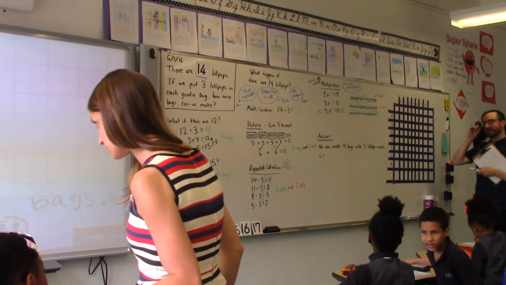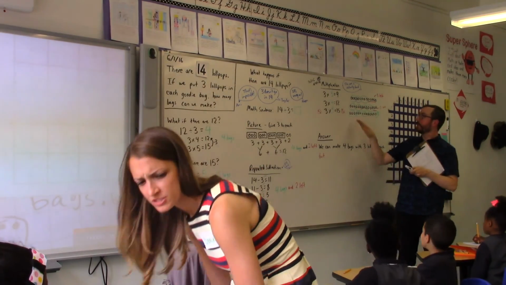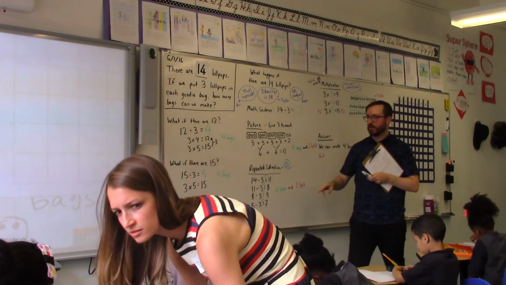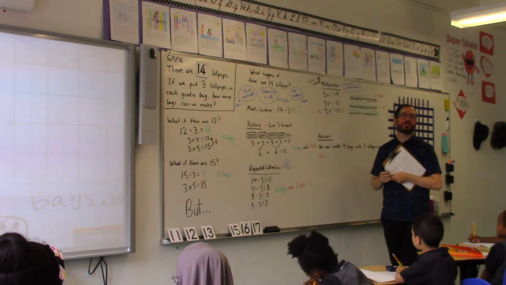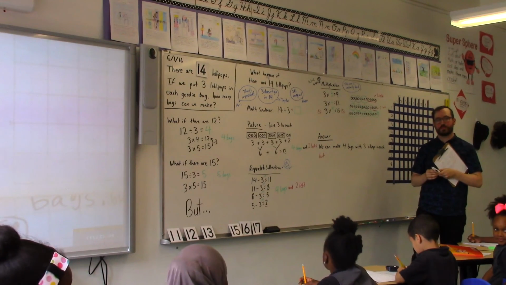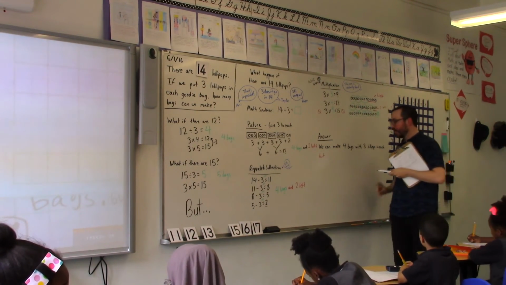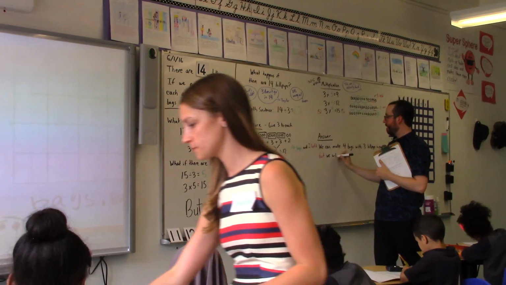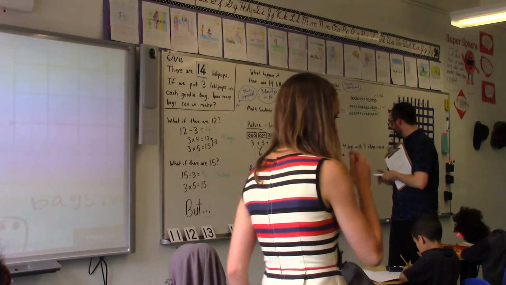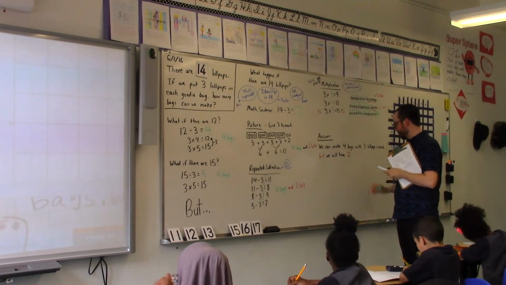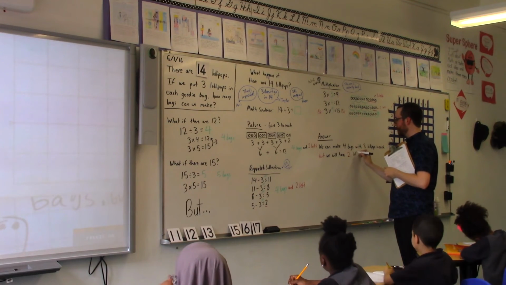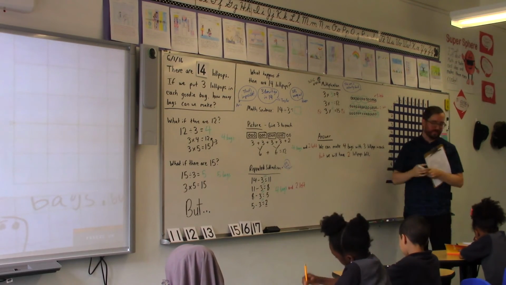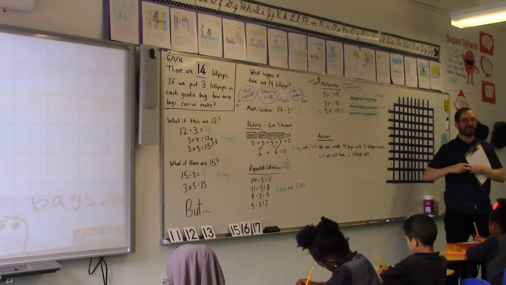We can make 4 bags with 3 lollipops in each. Boom, boom, boom, boom. But what? We'll still have 2 lollipops left over. That is the full sentence answer.